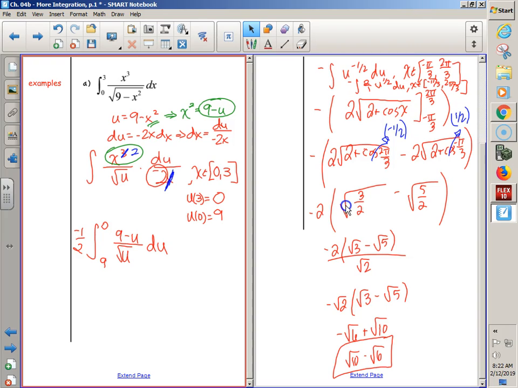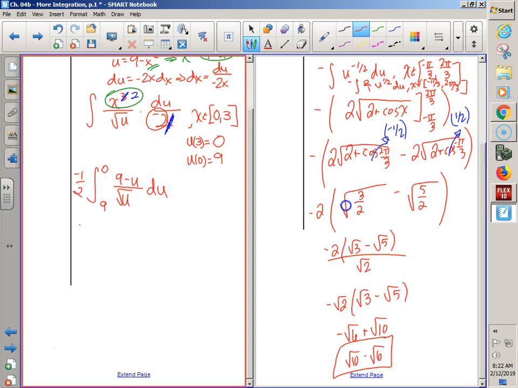But otherwise, do you see how both of these are doing the exact same thing? Because what would I do for this? Wouldn't I rewrite this to be 9u to the negative 1/2? I would need to rewrite it, so it's the same thing. And then this one, wouldn't I need to rewrite it as u to the 1 minus 1/2? Wouldn't that be u to the 1/2? So either way works. Either way, we end up with the next step to our problem, which is negative 1/2, thanks Patricia, from 9 to 0 of 9u to the negative 1/2 minus u to the 1/2 du.